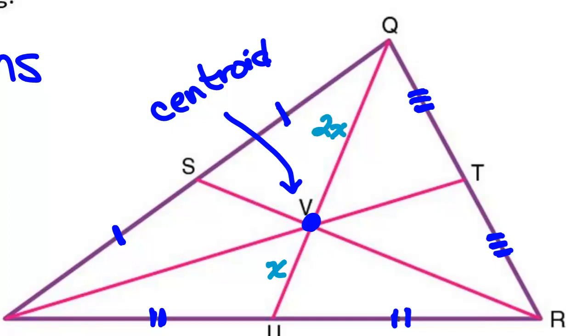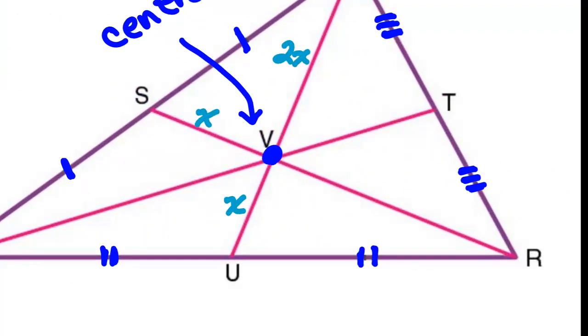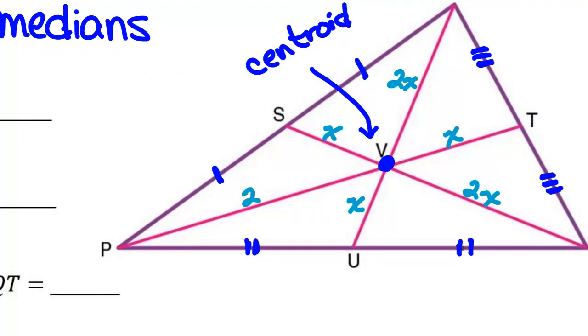So from V to Q is 2X. From S to V is X. From R to V is 2X. From V to T, it looks pretty large, but it's going to a midpoint, so that is X. And you'll notice from V to P is longer. That is my 2X.